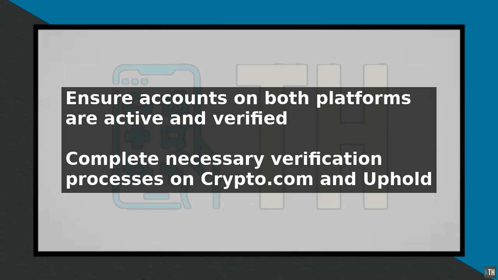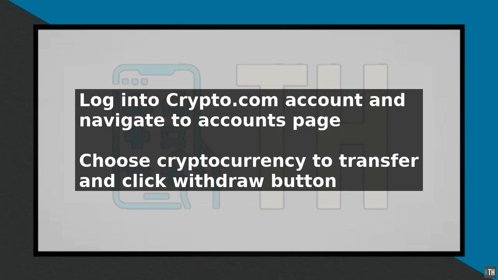Here, you will see a list of all your available cryptocurrencies. Choose the cryptocurrency you want to transfer and click on the Withdraw button next to it. You will then be prompted to enter the recipient address, which is the address of your Uphold wallet.